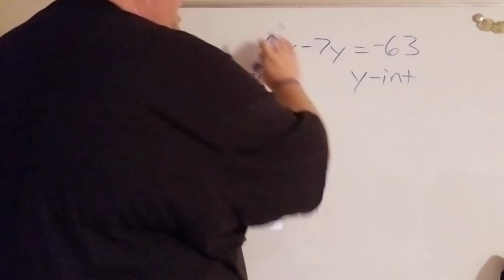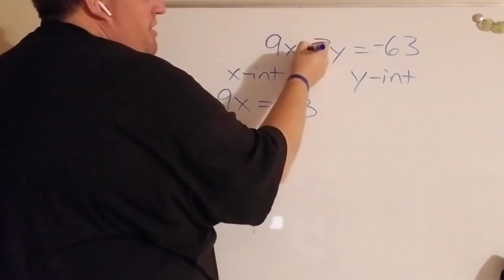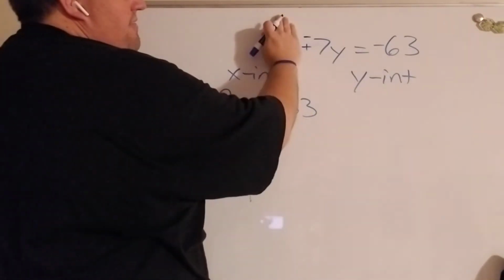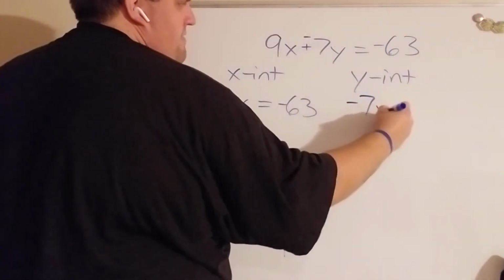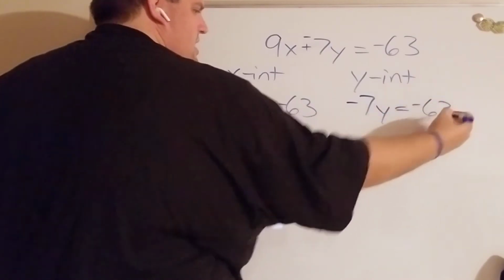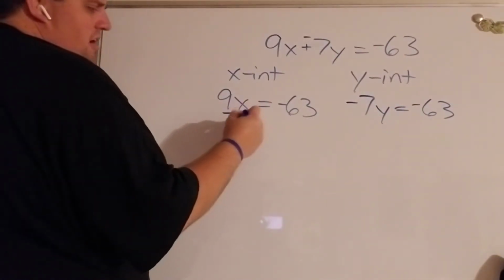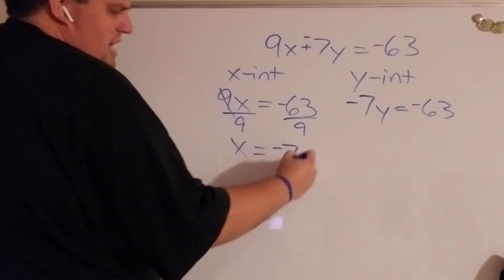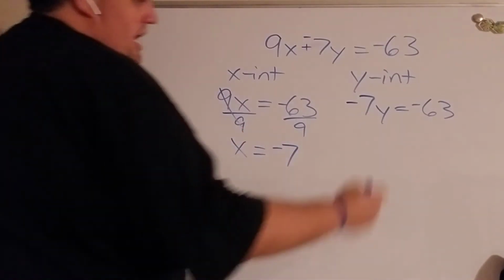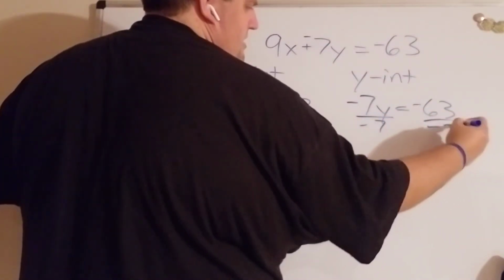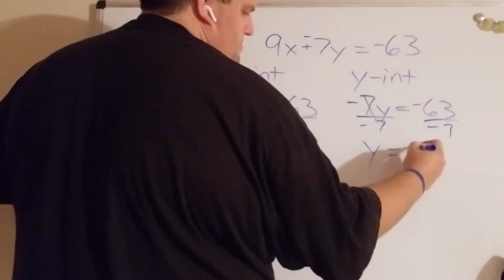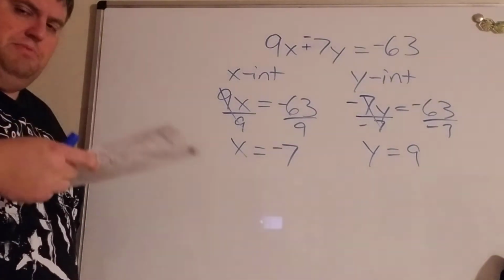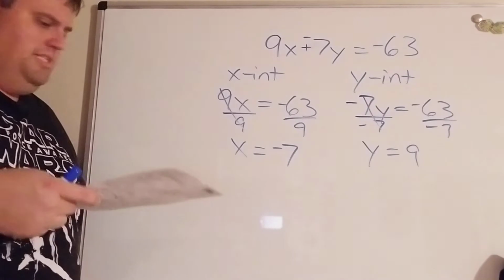For a y-intercept, the x is 0. Be careful here, knowing that's negative 7, because this is minus 7. That's going to be negative 7y equals negative 63. And then I'm just going to solve both. Divide by 9, and x equals negative 7. And over here, divide by negative 7, and y equals positive 9. So those are your x and y intercepts. X-intercept negative 7, y-intercept positive 9.